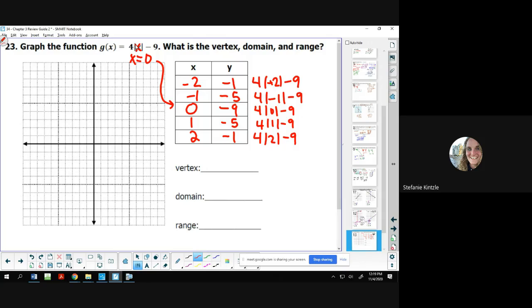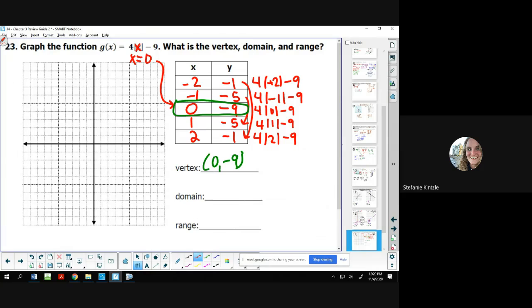Now, if you do not get symmetry here, then you made a mistake, and it's probably this point that you made a mistake. Okay, you didn't get the vertex in the middle. Your points might not be wrong, but you didn't find the vertex, and we need points on both sides of the vertex in order to make a V. Okay, absolute value is always going to make a V, not just a line. So my vertex is at 0, negative 9, which is the point of your V.